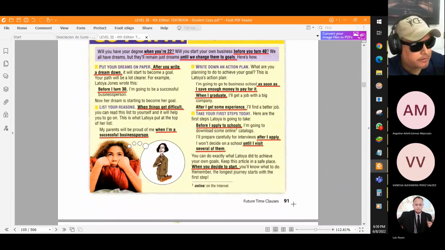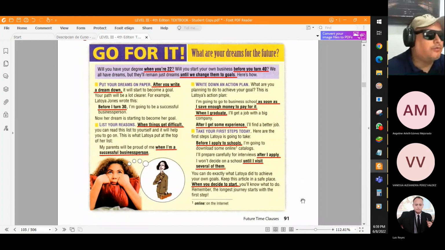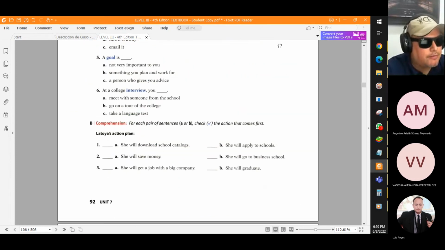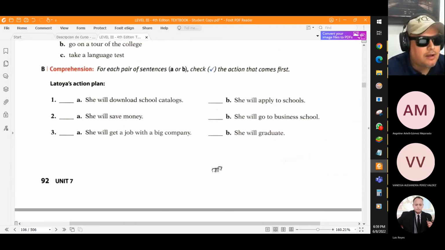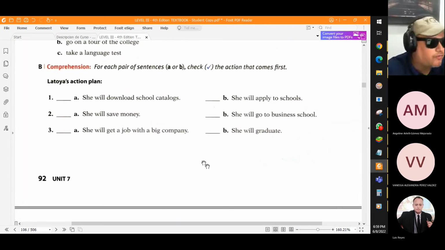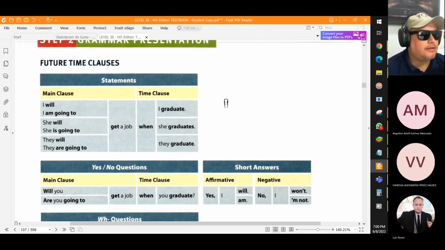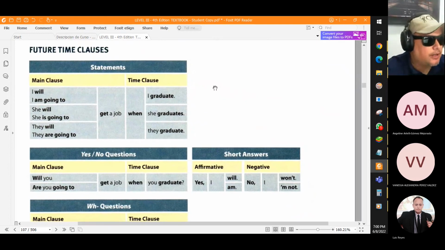Excellent, excellent. So here we have an article in English, and we're using future time clauses, main clauses, in complex sentences similar to what we learned. Okay, so I'm going to send you this so that you can read it and listen to it. And then I'm going to send you some of the comprehension questions. I need you to be able to answer the comprehension questions, telling me what comes first, A or B, in any of these three action plans for LaToya. Okay, that's going to be our homework so that you can practice using future time clauses in English.